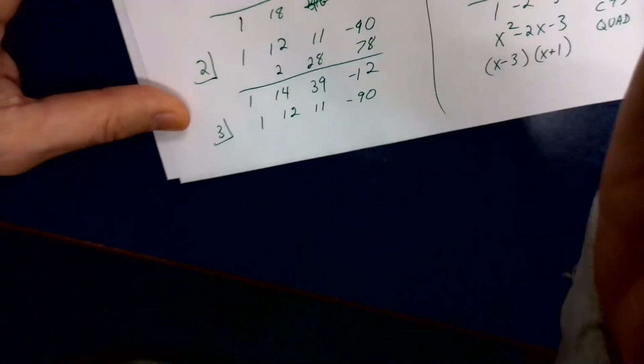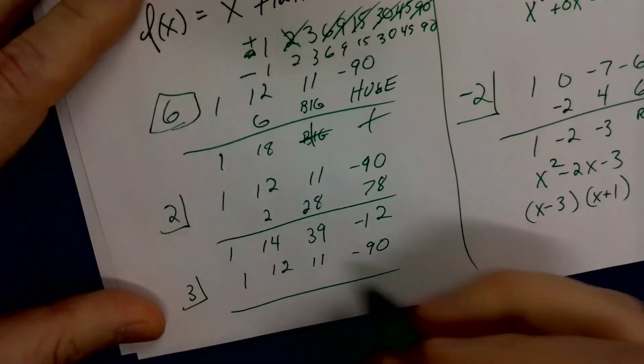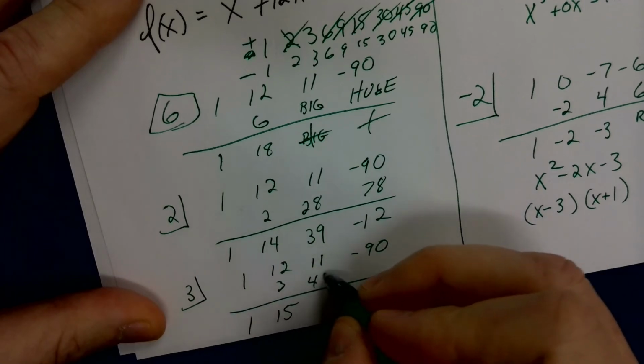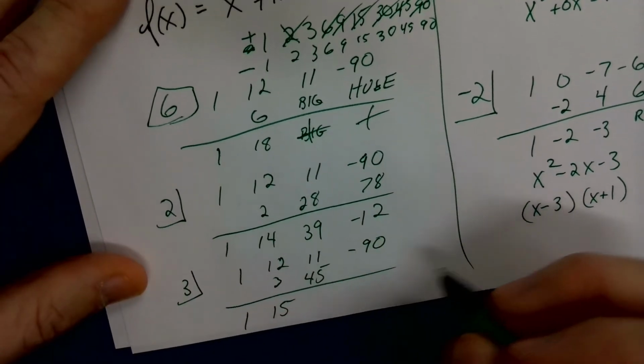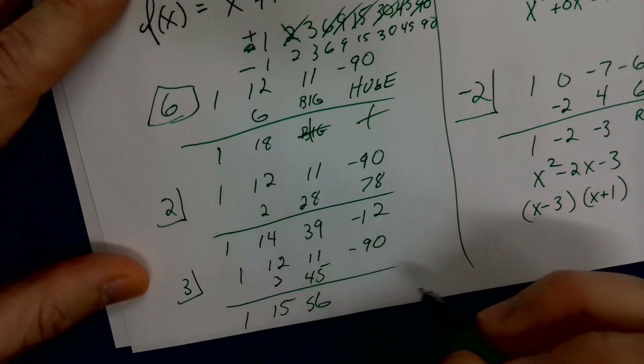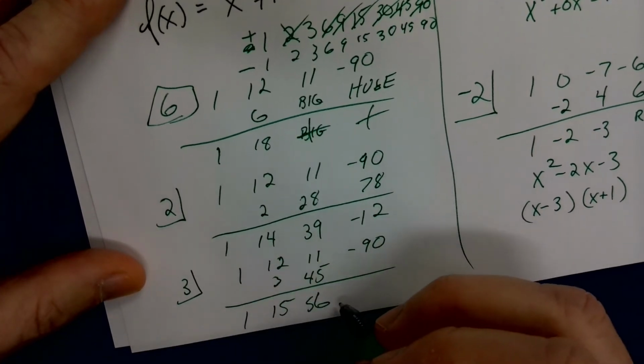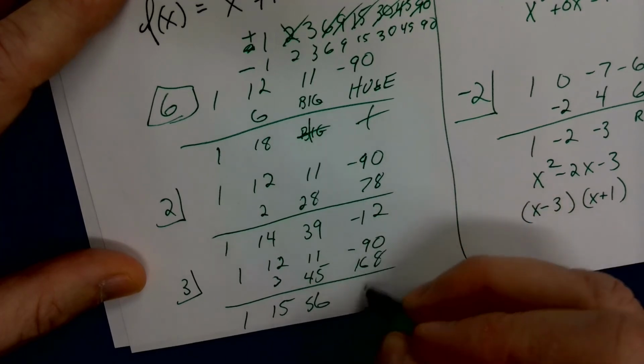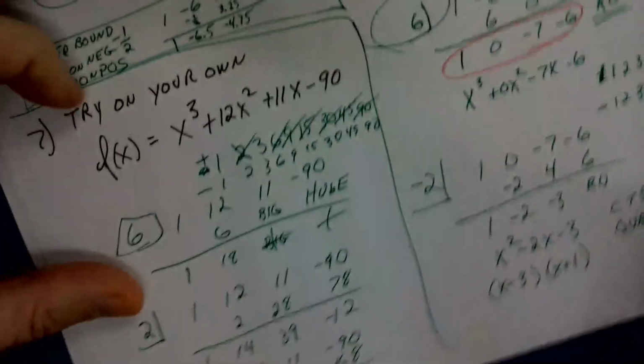Oof. 1, 3, 15, 45, 56. 3 times 56 is 168. Positive. Oh, 3 is an upper bound.